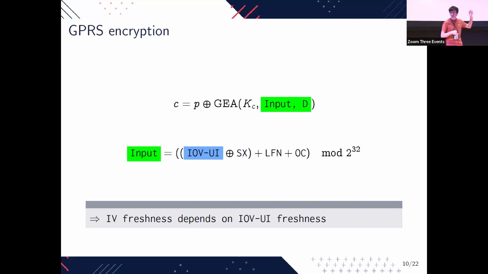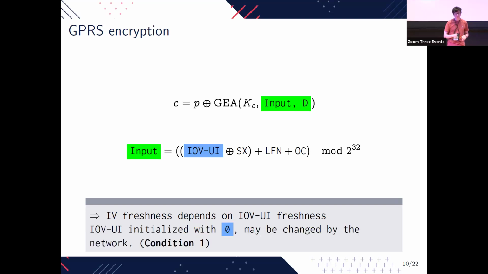And so the value of the input completely depends on the value of IOV-UI. Now, it turns out in the specification that IOV-UI is initialized with 0, and it may be changed by the core network. Now, what happens if it's initialized with 0, but it's not changed by the network?